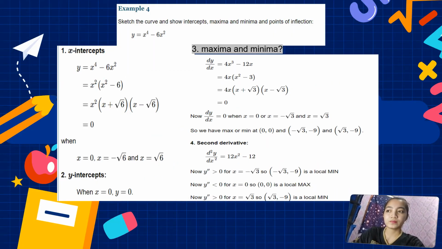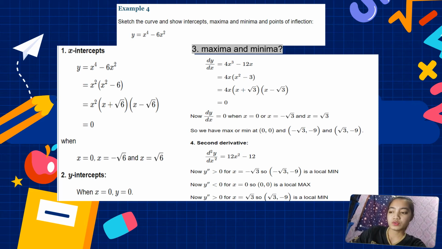Example 4. Sketch the curve and show intercepts, maxima and minima, and points of inflection. y = x⁴ − 6x². First, x-intercepts. y = x⁴ − 6x² = x²(x² − 6) = x²(x + √6)(x − √6) = 0 when x = 0, x = −√6 and x = √6.